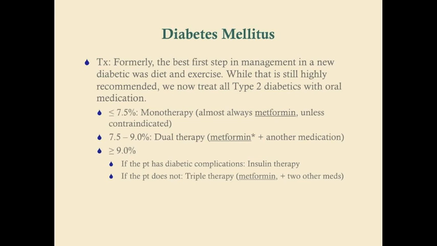If they're between 7.5 and 9, we'll have them on dual therapy. Generally, that will be metformin plus another medication. Usually, we would prefer to put them on the DPP-4 inhibitor or the GLP-1 agonist, but we can also use the sulfonylurea or the thiazolidinedione. If the patient's greater than 9%, you have to ask yourself, does the patient have complications? Do they have neuropathy? Do they have nephropathy? Do they have gastroparesis? Do they have visual loss? In that case, you should start insulin therapy. If the patient does not have any complications, then you're going to have them on triple therapy: metformin plus 2 of the other anti-hyperglycemics.